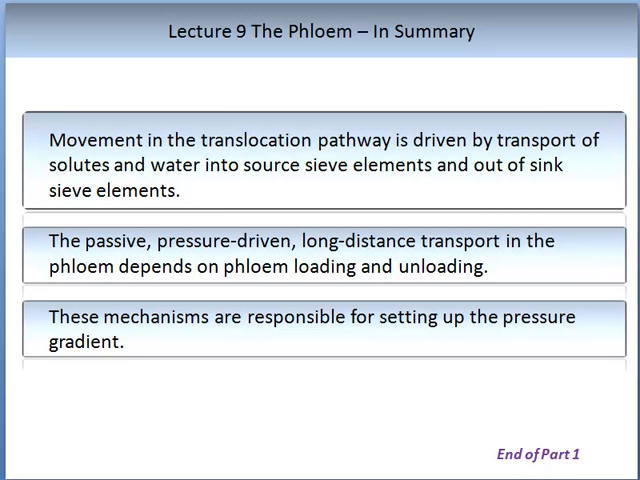So that brings us to the end of the lecture on the phloem. In summary, to review what we have learnt, the phloem has an intricate mechanism. In this mechanism, the translocation pathway has been created, and that is driven by the transport of solutes and water into the source sieve elements and out of the sink sieve elements. We have learnt about the passive, pressure-driven long-distance transport that occurs in the phloem. This also enables loading and unloading. These mechanisms are responsible for setting up the pressure gradient in plants. This is the end of part 1.